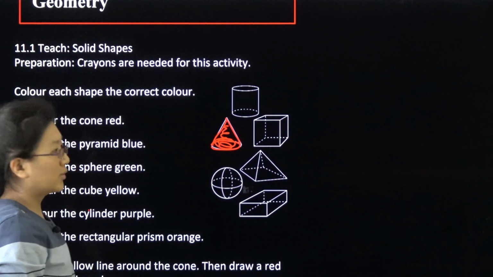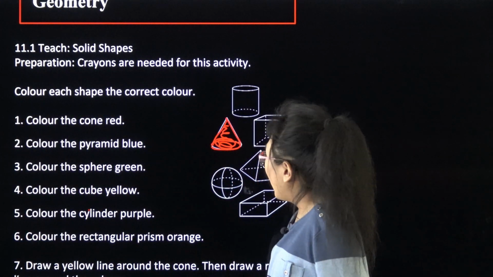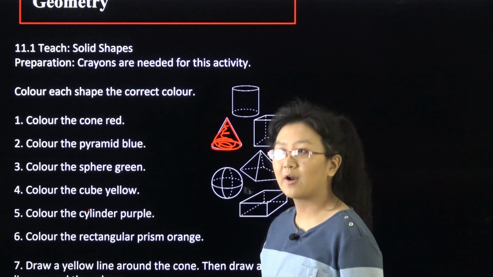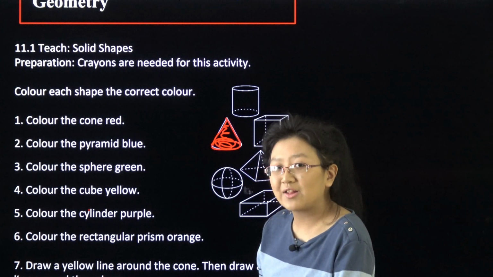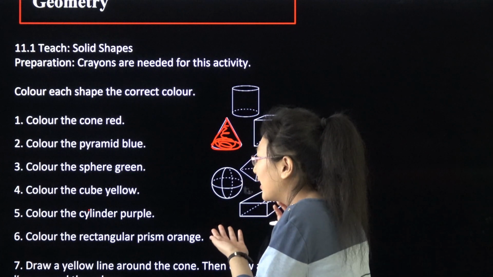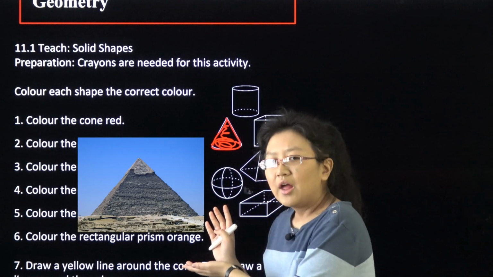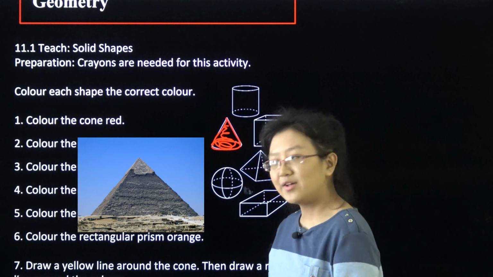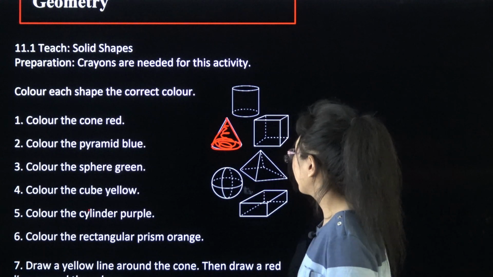Alright, the second question asks us to color the pyramid blue. Now, have you ever seen any books about Egypt or the mummies? Or if you've ever been to Egypt, you would know that there are these things that they call pyramids. They look something like this. So there's a triangle, and then another triangle, and then you can't really see what's behind it because it's a solid shape and you can't see every side of a solid shape.